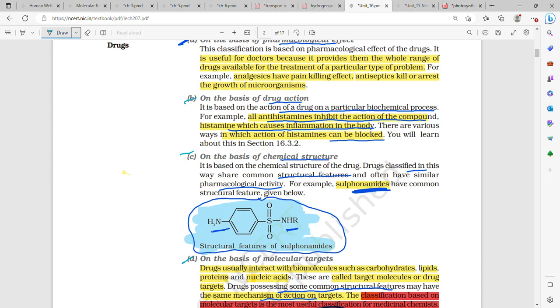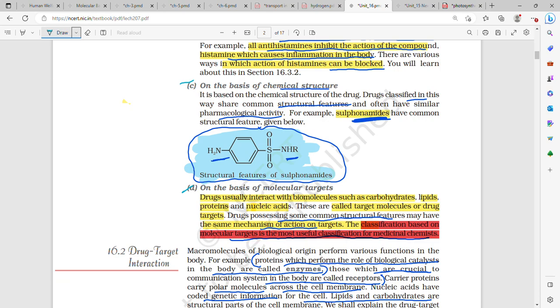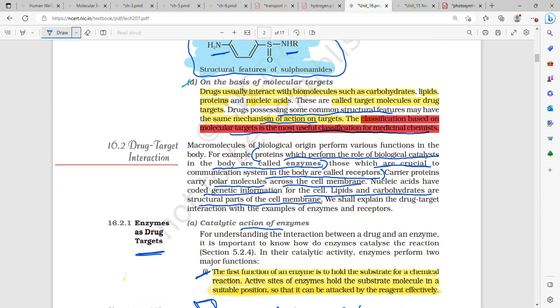Similarly, on the basis of chemical structure, that is sulfonamide, that is a common structure, and compounds with a common structure may also have a common pharmacological effect. And lastly, molecular target. The drug targets or target molecules are carbohydrate, lipid, protein, nucleic acid. If they have a common structure, they may also have a common mechanism on targets, and basically the classification by molecular target is the most useful classification for medicinal chemists.